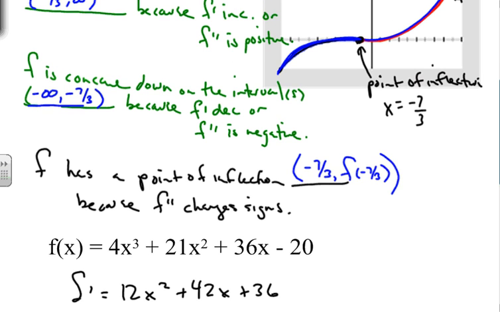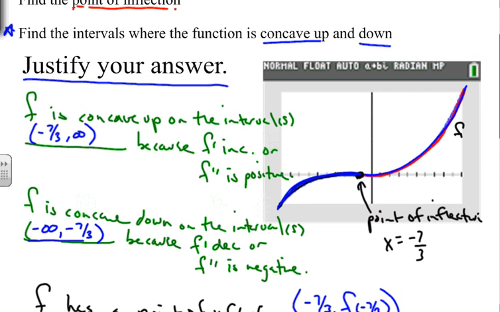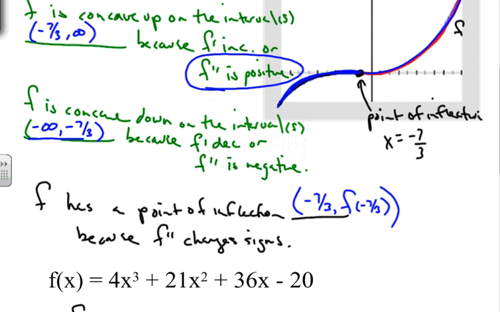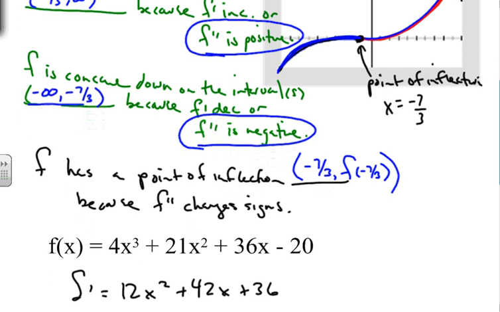Why is all this taking place? Because we just justified our answer. We know that f is concave up where f double prime is positive. That's why we're using the second derivative, because that's where f prime is increasing. We know we have concave down because that's when f double prime is negative, and that's when f prime is decreasing. We know we have a point of inflection because we realized using our sign chart that we have a sign change for f double prime.